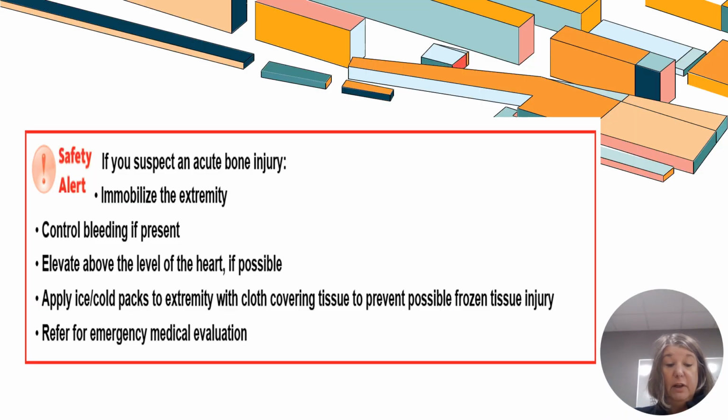This is a safety alert, slide 5. If you suspect an acute bone injury, immobilize the extremity, control the bleeding if present, and elevate above the level of the heart if possible. We apply cold packs, okay, and refer to emergency medical evaluation.